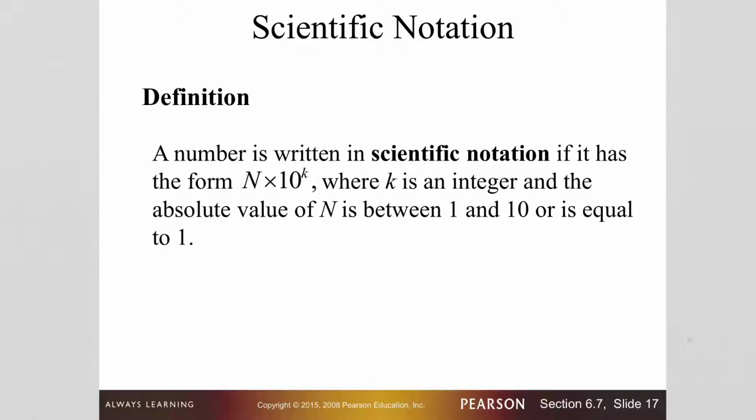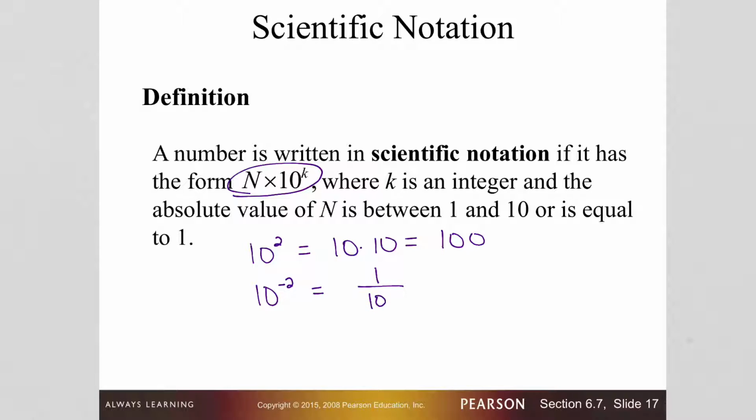Okay, now let's talk about scientific notation. Now it has to have this form right here. Scientific notation is either a really, really large number or it's a really, really small number, depending on your power of 10. So think about this. If you have 10 to the 2nd power, that means 10 times 10, which is 100. If you have 10 to the negative 2 power, you have 1 over 10 squared, which is 1 over 10 times 10, which is 1 over 100.